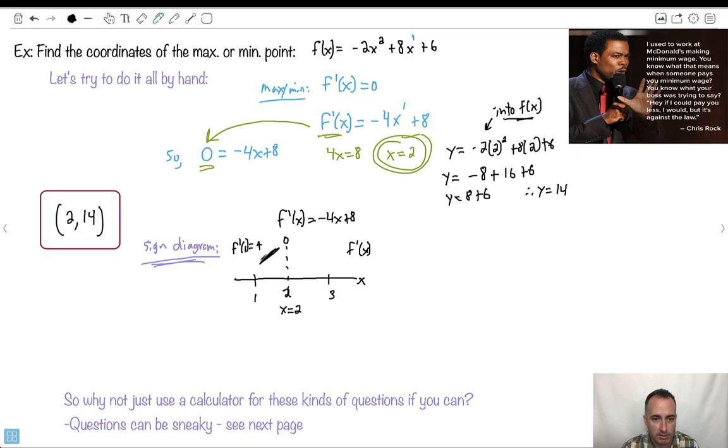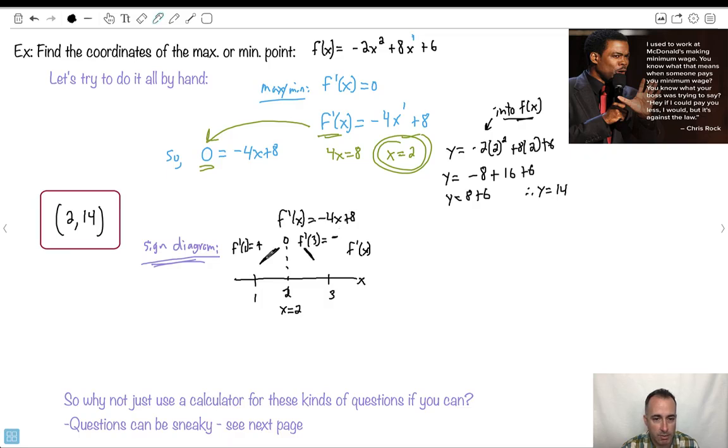It goes up over here. It's going sort of upwards. It's rising. It's increasing. How about over here at 3? Well, at x equals 3, f prime at 3. 3 times minus 4 is minus 12. Minus 12 plus 8 is a negative value. So that means it's going down.